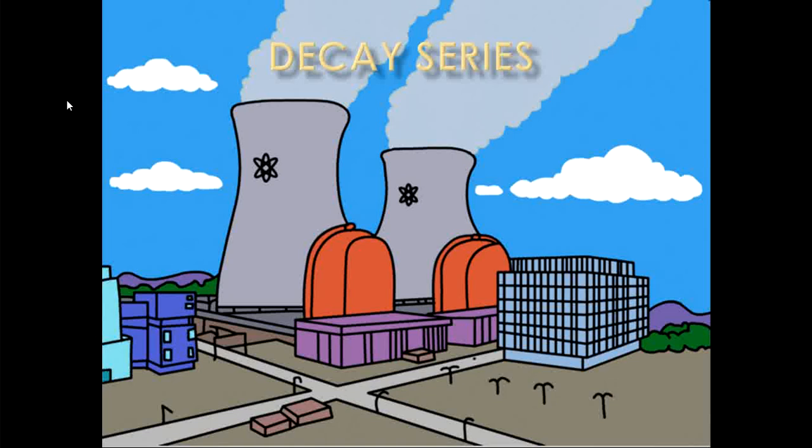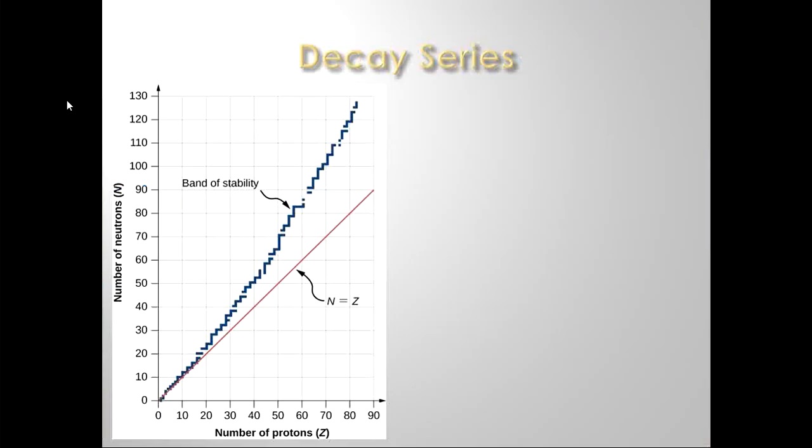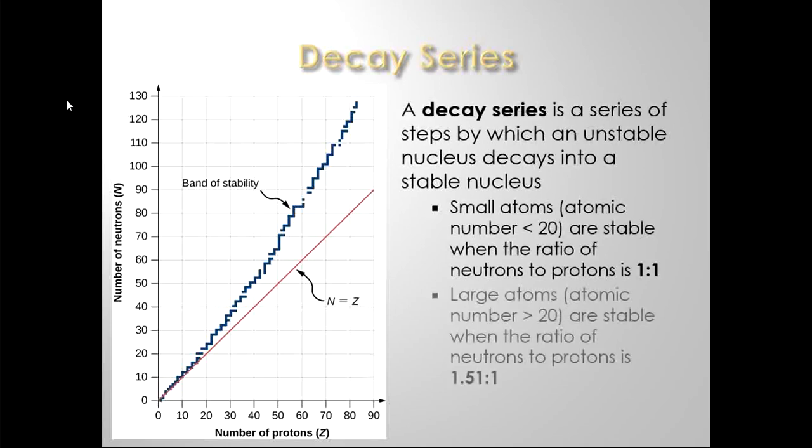In this video, we're going to take a look at what happens to these radioisotopes as they emit energy and go through this, what we call a decay process. So this graph should look familiar. This is the band of stability graph.